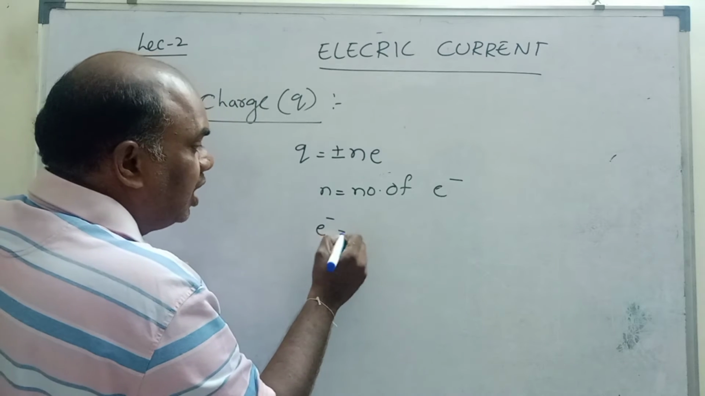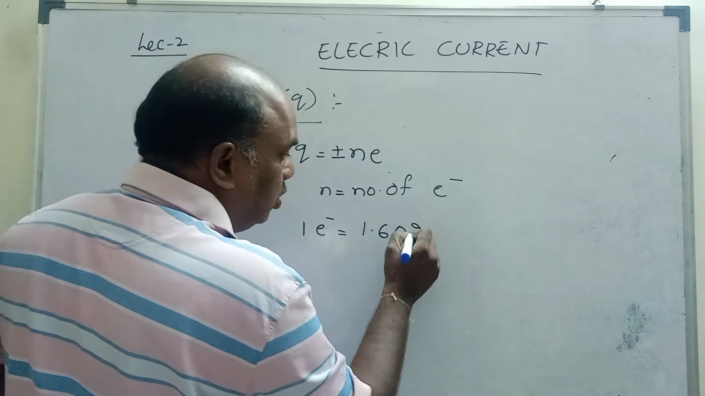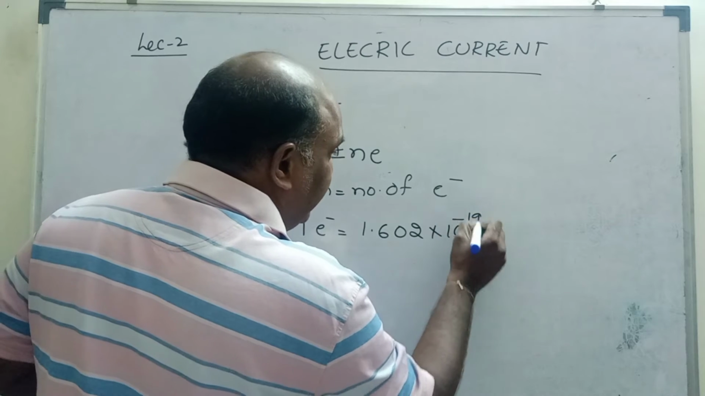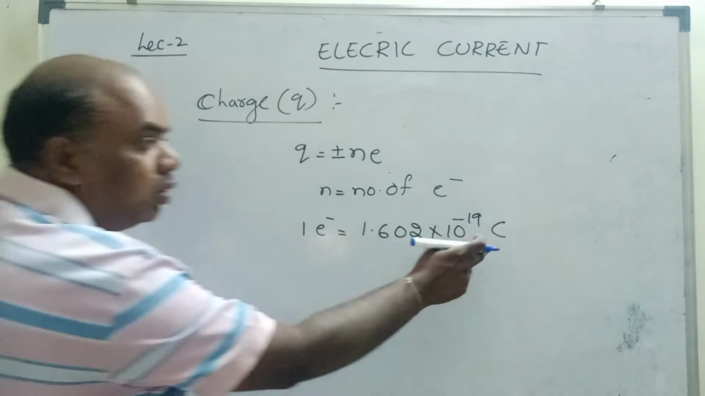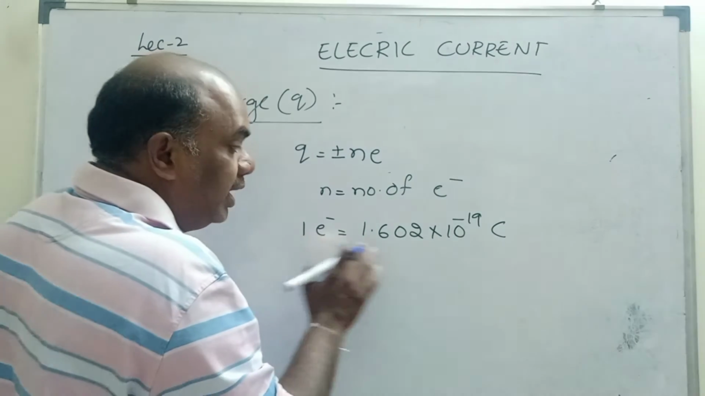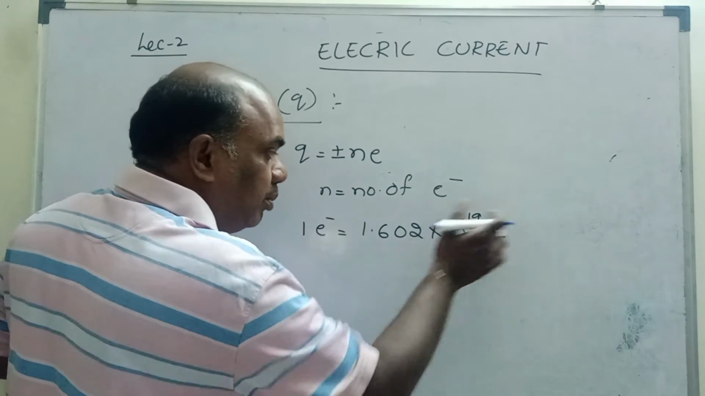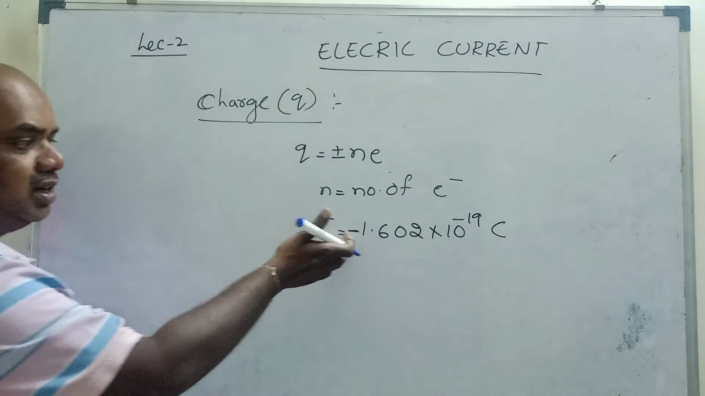E is nothing but the charge of one electron. What is the charge of one electron? 1.602 into 10 power minus 19, charge unit Coulomb. Coulomb is a scientist. Coulomb's inverse square law we will also see in electrostatics. One electron charge is 1.602 into 10 power minus 19. Electron is a negatively charged particle, so you can take minus also.